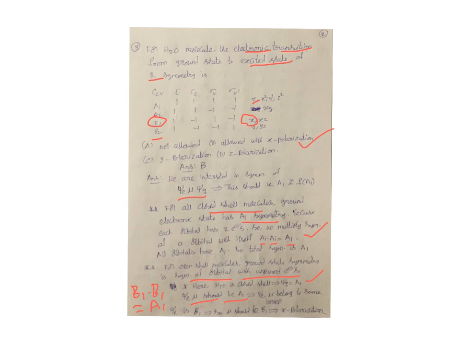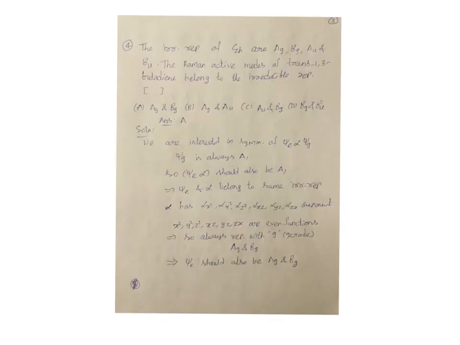So let's proceed to the next problem. The irreducible representations of C2H are AG, BG, AU and BU. The Raman active modes of trans 1,3-butadiene belong to which irreducible representation?